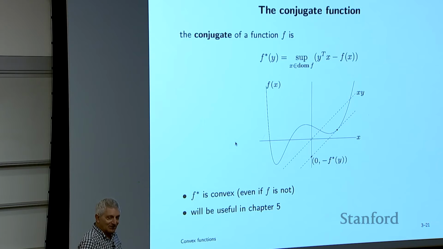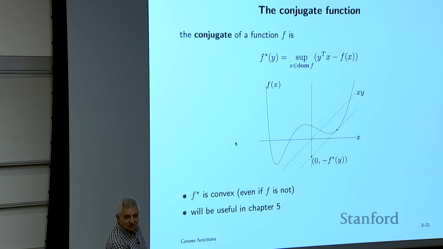There you go. So here's what you do. You look at this thing, and it looks really complicated, like f is some incredibly complicated nonlinear thing. I don't even know what it is. What this says is the following. For each fixed x in the domain of f, what kind of function is y transpose x minus f of x? It's affine. This is a supremum of affine functions, and it could only be convex.